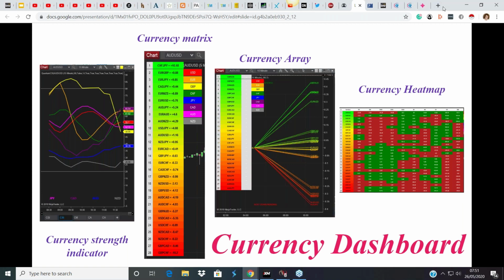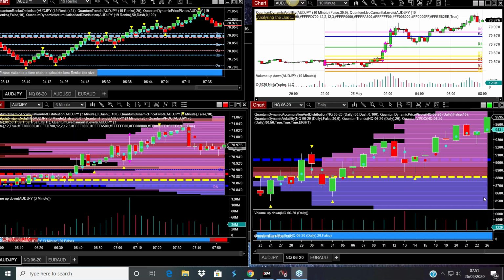So I'm just going to get myself organized with regard to the chart. I've got the Aussie yen up here because it's a pair that we talk about and trade, it's just a great pair. It's also a pair that is used as a proxy for market risk.